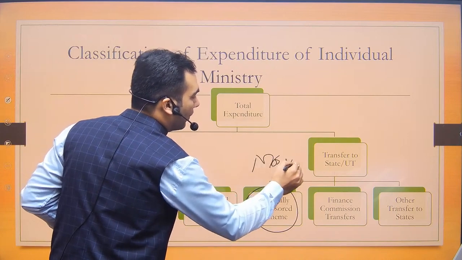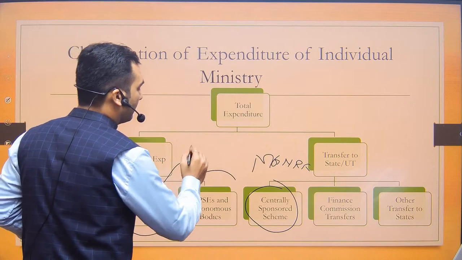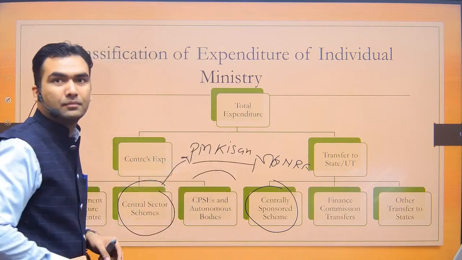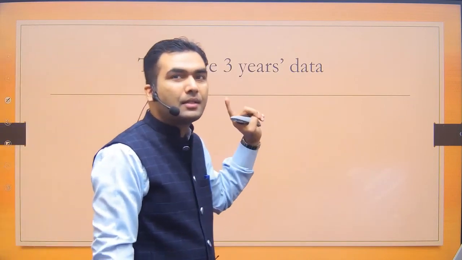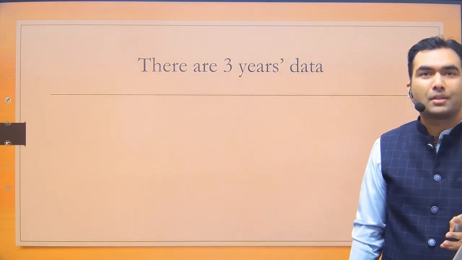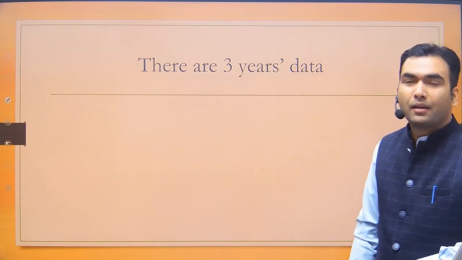Here MGNREGA would form. PM Kisan will form here. Will fall here. Now, in any budget, there is data for three financial years. This is a very standard question which can be asked, or this is also asked in interviews as well.